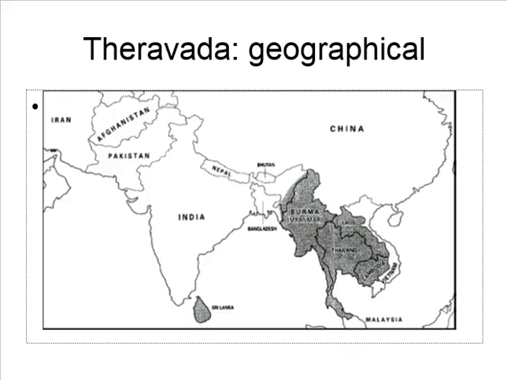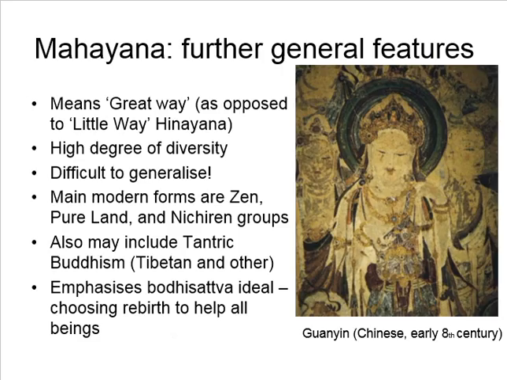Mahayana general features: it has been called, it means the Great Way, as opposed to what was called the Little Way, Hinayana, another type of Buddhism. A high degree of diversity. This is more like the Protestant tradition of Buddhism. Difficult to generalize, just as it's difficult to generalize about Protestants. Main modern forms are Zen Buddhism, Pure Land Buddhism, and Nichiren groups.